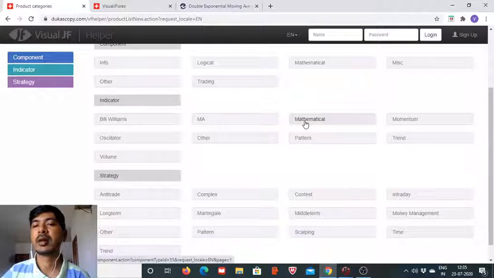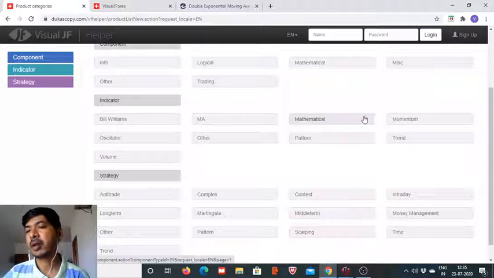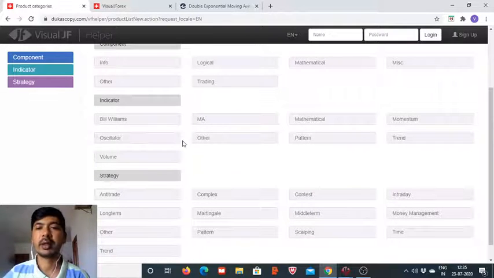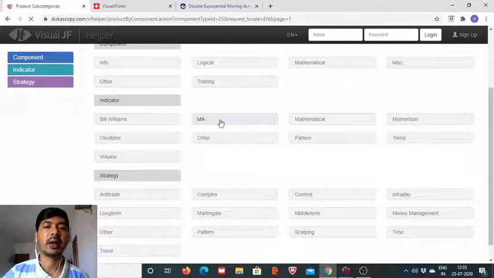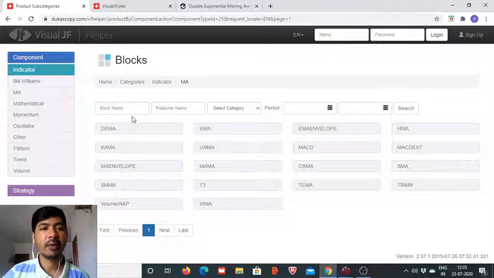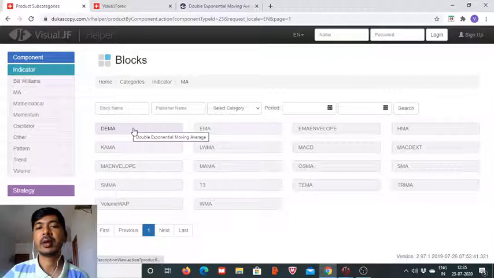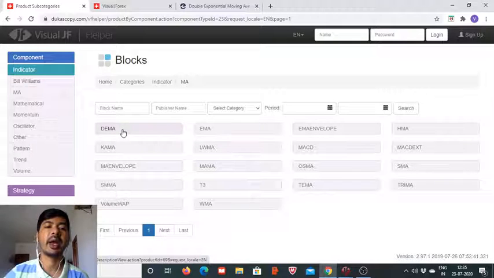Then we will consider the mathematical indicators and eventually momentum, oscillator, others, patterns, trends, and volume indicators. Let's get started with the MA. Here we will be going as per the listing. So first we will consider the DEMA, double exponential moving average.